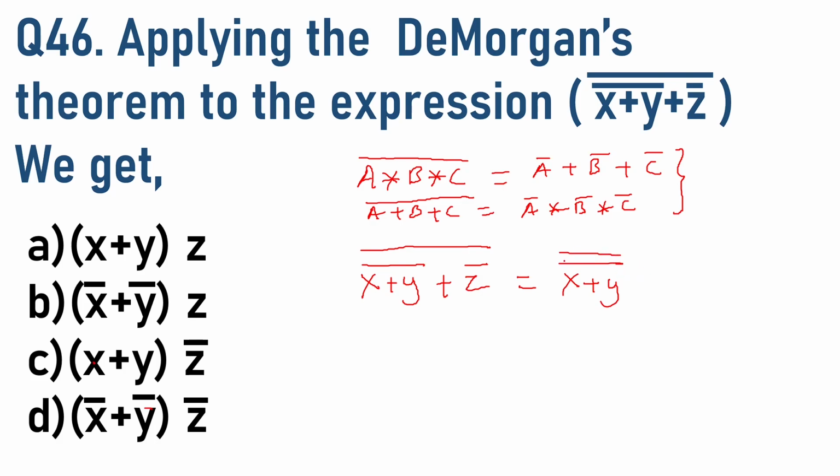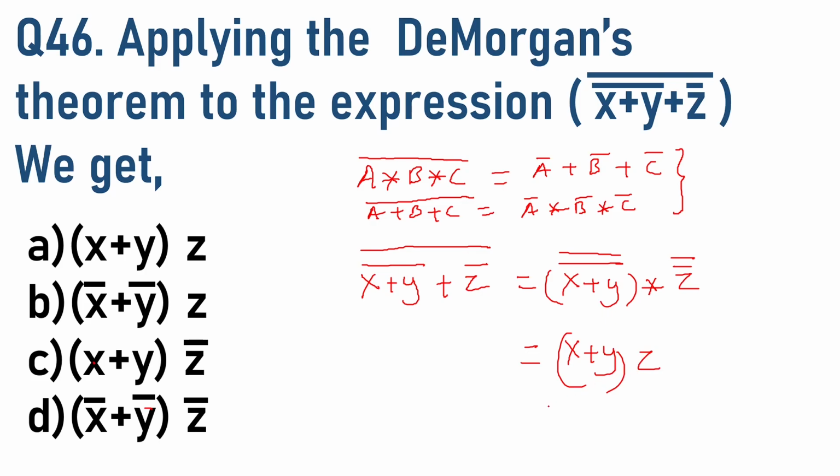Now this will be multiplied by z, and this z also will have its original bar and the bar of De Morgan's theorem. Now if you see bar and bar, they will cancel each other out, so it will be nothing but x plus y multiplied by z. X plus y multiplied by z.